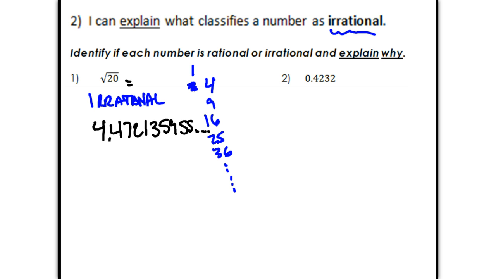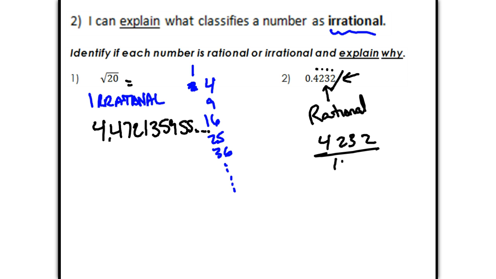Number 2 is actually rational because it actually ends. It stops after the 2. So this would be 4, 2, 3, 2 over tenths, hundredths, thousandths, 10,000. So it'd be 4232 over 10,000. And that's actually rational because it can be a fraction. So that's the second learning target.